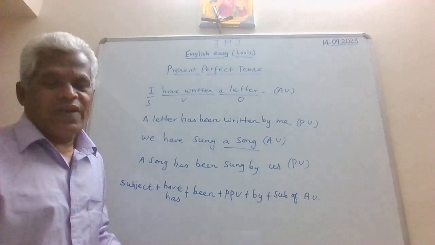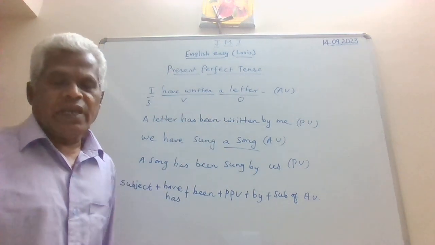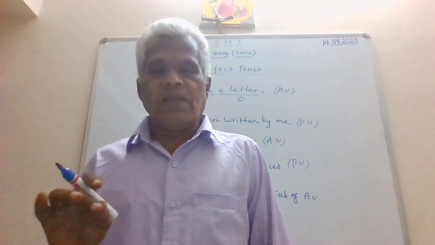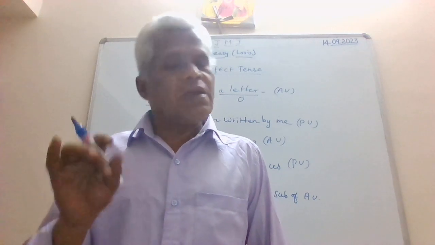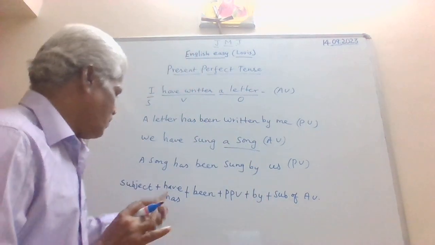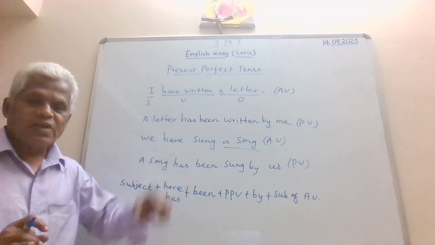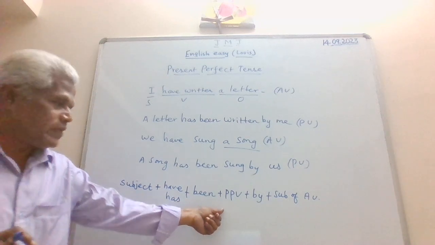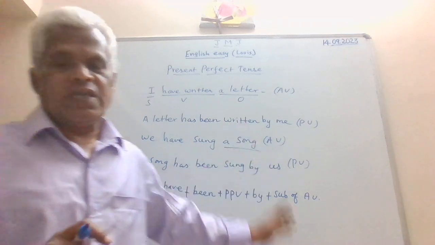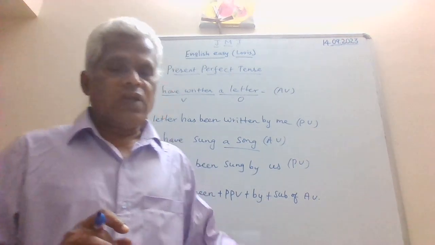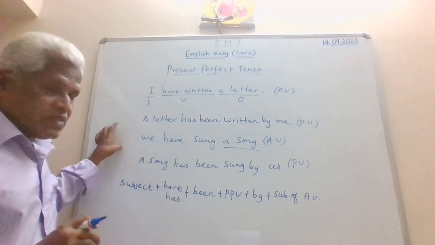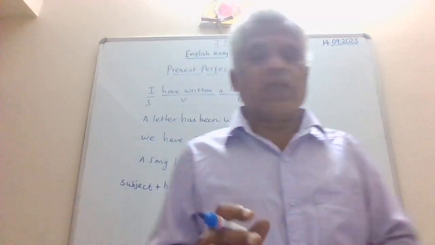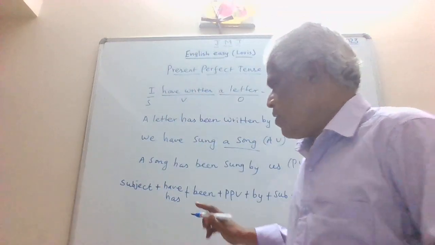Now where to use has, where to use have? Let's go back to the 8 subjective pronouns. For first person singular and plural, second person singular and plural, and third person plural, we use have. And for third person singular he, she, it, we use has. But of course, been plus the past participle form of the verb, by, and the subject of the active voice are the same for everything. So you don't have to write separately for each person. So remember this. This is the formula.